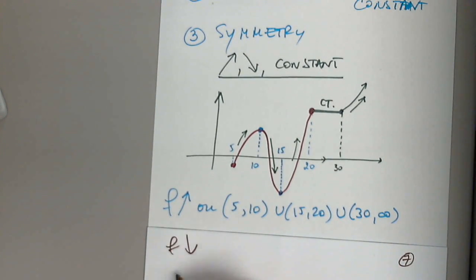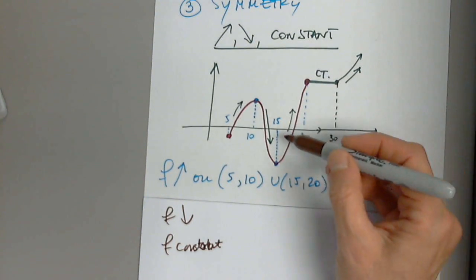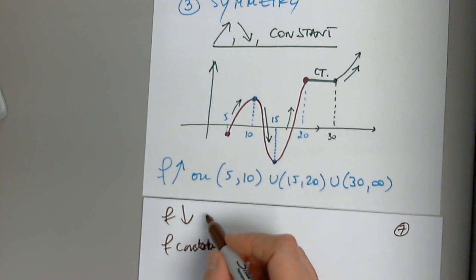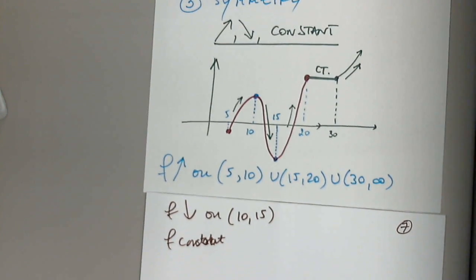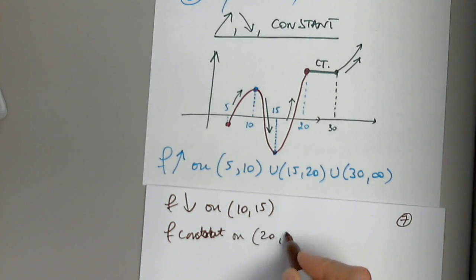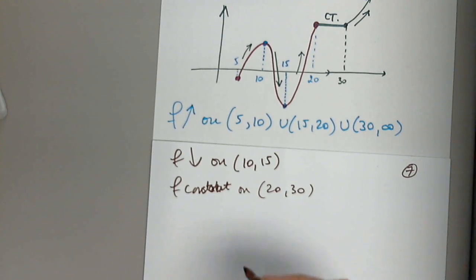So f decreasing and f constant. Decreasing from 10 to 15. Yes. So between x values of 10 and 15, the function is decreasing. Very good. On the interval (10, 15). And it's constant on? 20 to 30. Yes, 20 to 30. So this is one property of functions. They increase, decrease, and they could be constant. Okay. Here's another property, the max-min.